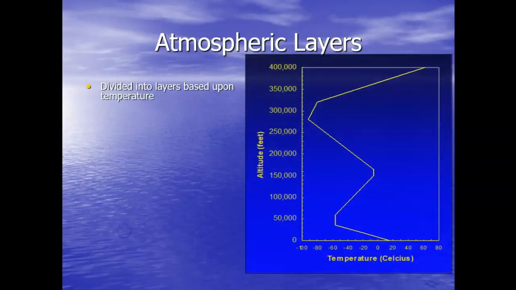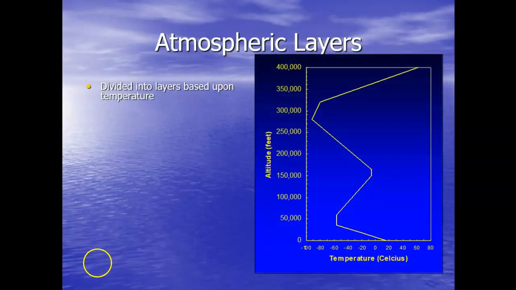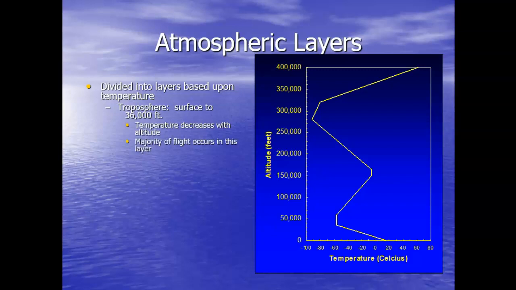The different layers of the atmosphere are characterized by different changes in temperature, and we divide the layers based on these temperature changes. The troposphere is from the surface to 36,000 feet, and the temperature decreases with altitude in the troposphere. This is where the majority of flight occurs.